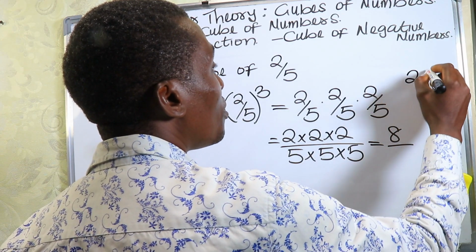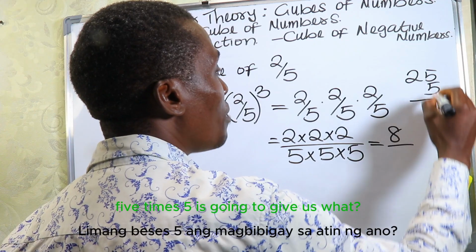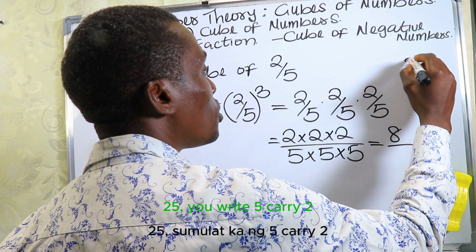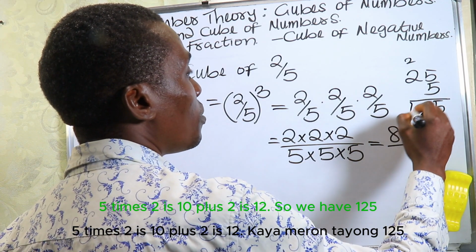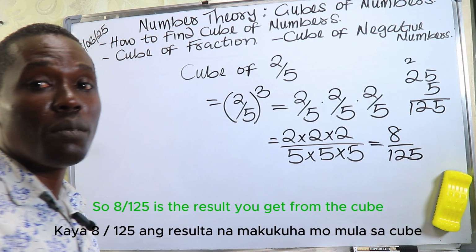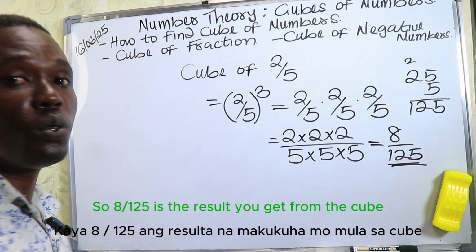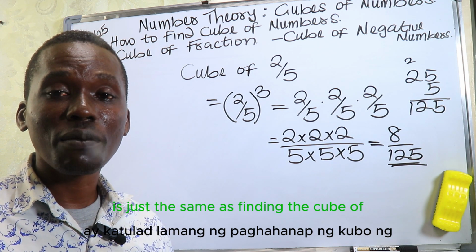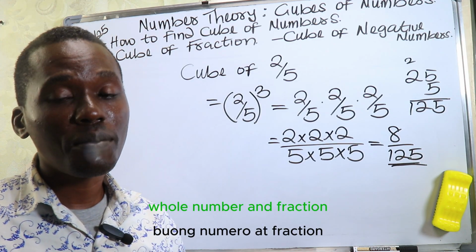And 25 times 5 is going to give us 125. 5 times 5 is 25, you write 5, carry 2. 5 times 2 is 10, plus 2 is 12. So we have 125. So 8 divided by 125 is the result you get from the cube. Finding the cube of a negative number is just the same as finding the cube of a whole number and a fraction.